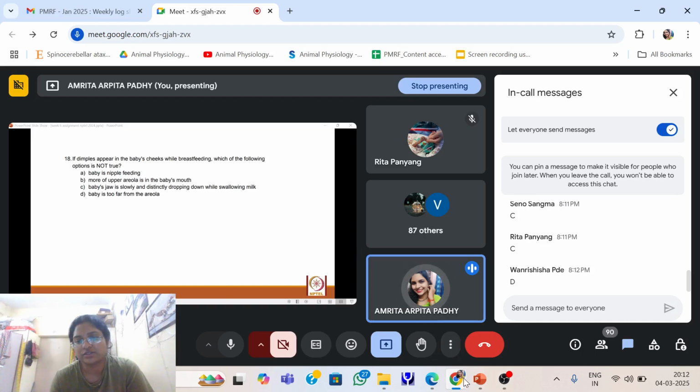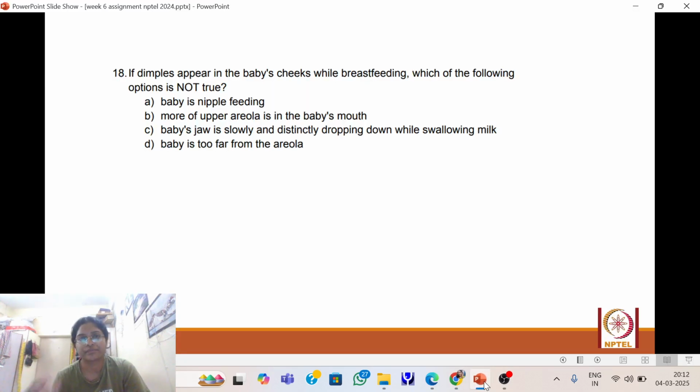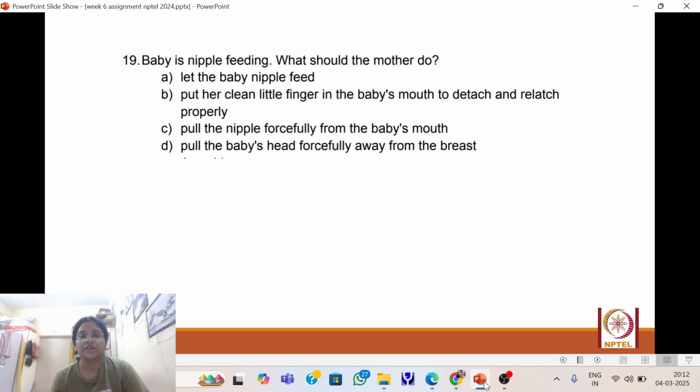Okay, let's see what is the correct answer to this question. It is C. Baby's jaw is slowly and distinctly dropping down while swallowing milk. Right? If that is the case, then only you will see the baby's cheeks having dimples while breastfeeding. It means the baby's jaw is slowly going down and it is not swallowing the milk properly. It is dropping down from its mouth. So you have to check the position of the baby's mouth while breastfeeding every time.